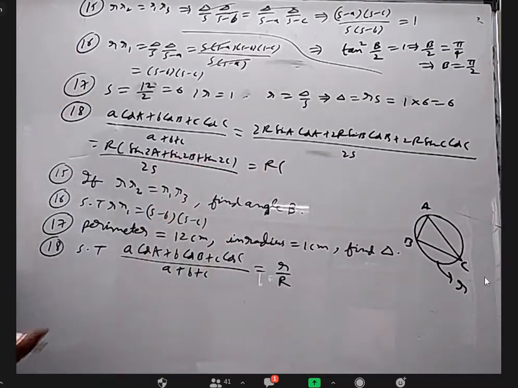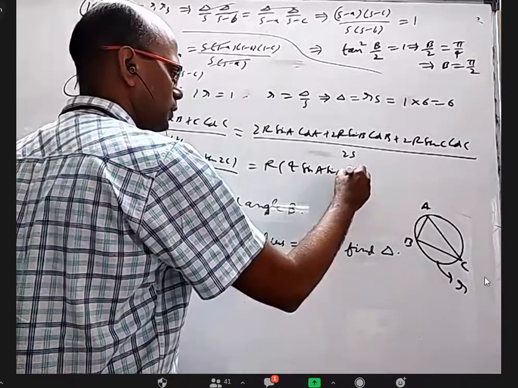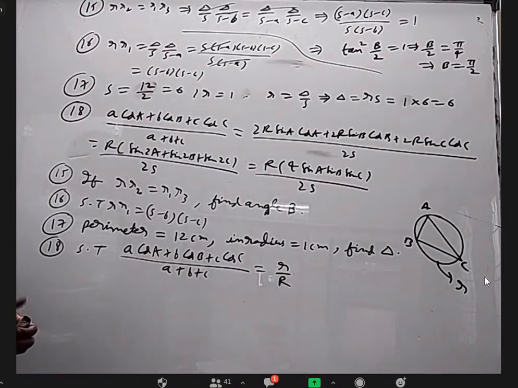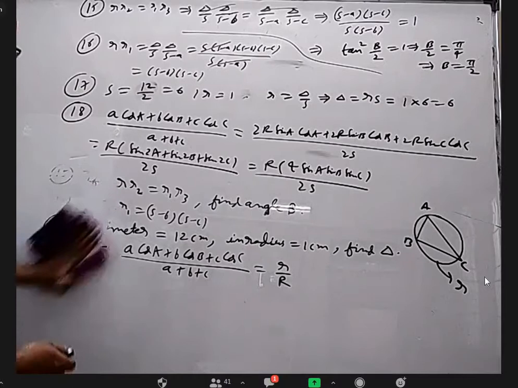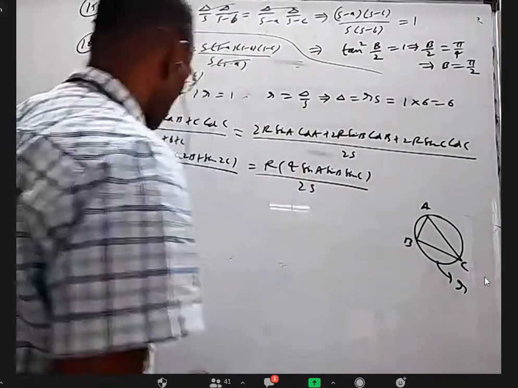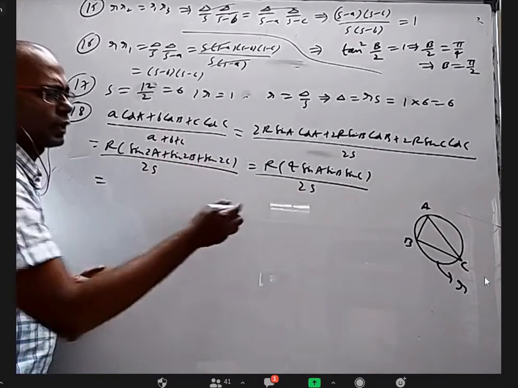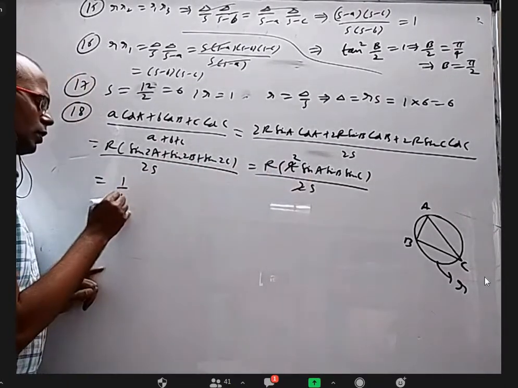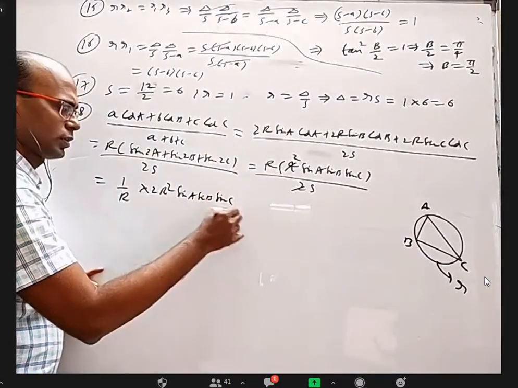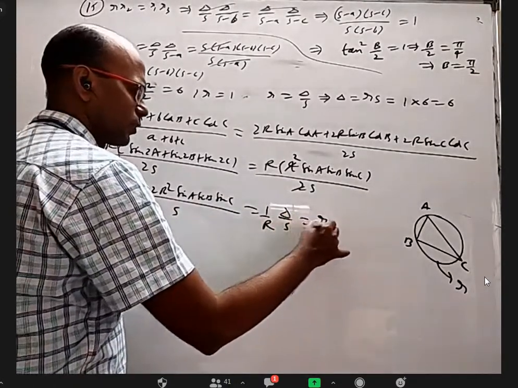Here you have to do transformation. There is no alternative. Sin 2A plus sin 2B plus sin 2C is 4 sin A sin B sin C by 2s. Okay, now this is very close to delta. I need to multiply with r after cancelling 2. So 1 by r into 2R square sin A sin B sin C by s. This is a formula for delta, and delta by s is r, so r by capital R.